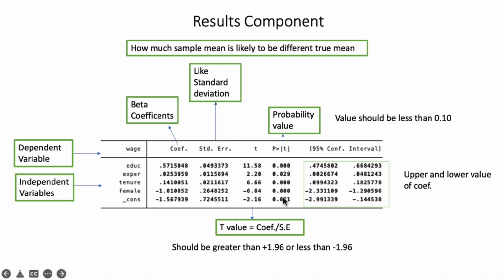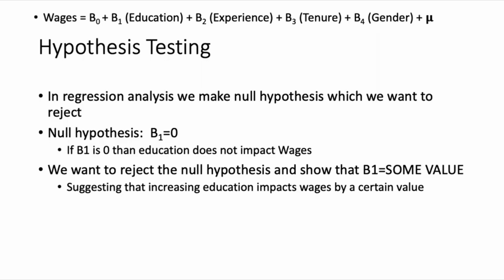So you want your p-values to be less than 10%. In our case, coincidentally, all values are less than 0.10, which is 10%. So we are confident that if we were to run this regression with a different sample, we'd get the same results. So the way to approach this is, hypothesis testing is something you might have covered in your statistical inference course. The way this is done is that you make a null hypothesis, and the point of making a null hypothesis is that you want to reject it.